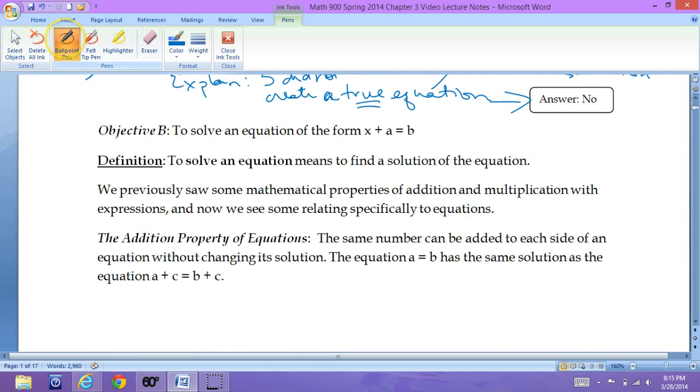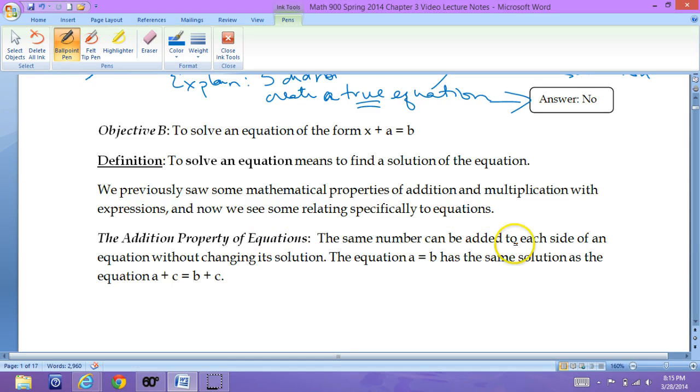Objective B: to solve an equation of the form x plus a equals b, where a and b are constants and x is the variable. To solve an equation means to find a solution of the equation. We previously saw some mathematical properties of addition and multiplication with expressions, and now we see some relating specifically to equations. So that's why on a quiz or an exam, if all you say is addition property, I'm going to be like, well, addition property of what? Well, this time we're talking about the addition property of equations.